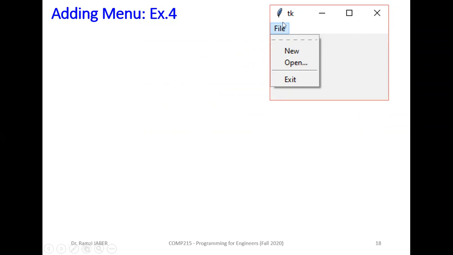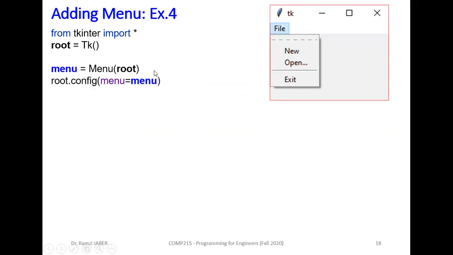So this is a menu. It's not a menu button, it's a menu. So: from tkinter import star, root equal Tk, menu equal Menu(root), root.configure menu equal menu. Okay, these two lines create the style of the menu.